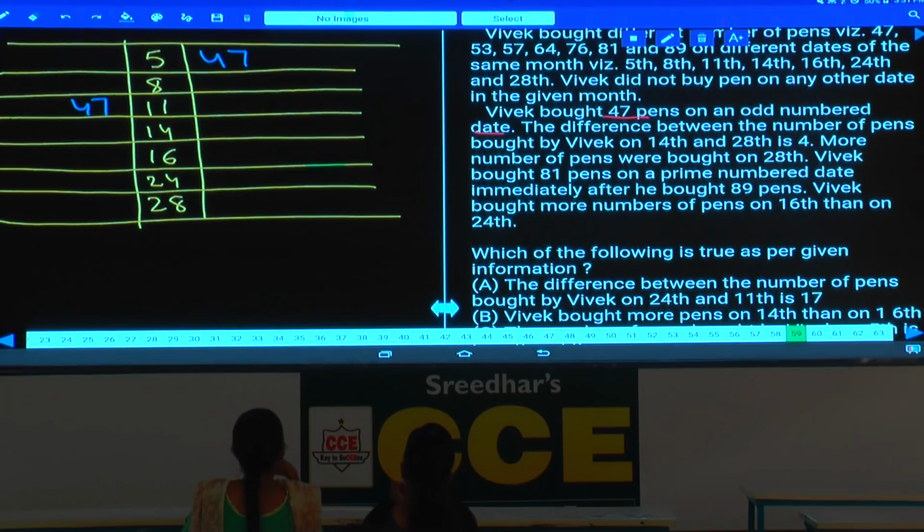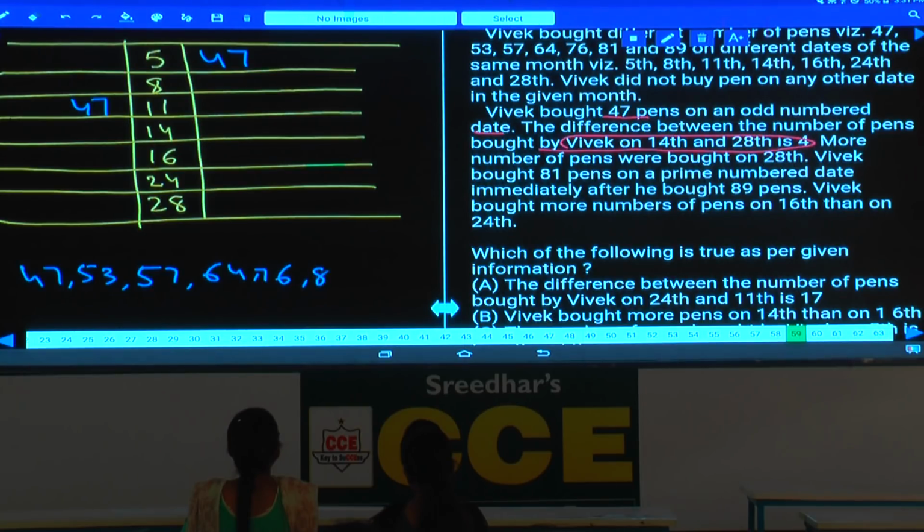The difference between the number of pens bought by Vivek on 14th and 28th is 4. 14 is not known, 28 is also not known, but it is among the number of pens. What are the numbers of pens here? 47, 53, 57, next one 64, 76, 81 and 89. Now among these seven numbers, the difference between 2 numbers must be 4.